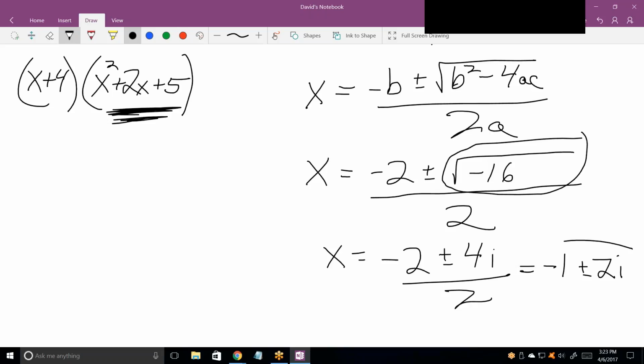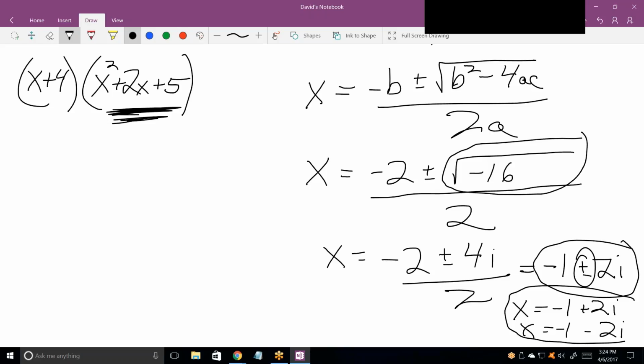Now, it is important to understand that that means two different answers. One of them is minus 1 plus 2i, and the other is minus 1 minus 2i. That's what the plus or minus means. And now we've got our other two imaginary zeros.